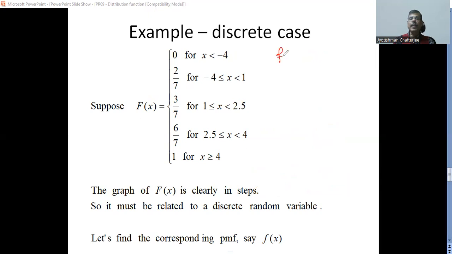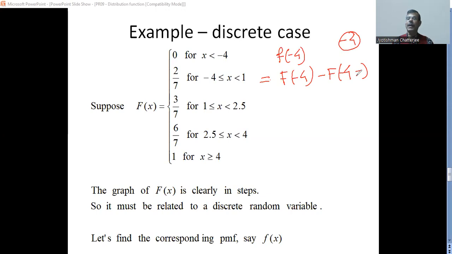So f of -4 is the same as f of -4. I'm applying property 5: f of -4 minus the left-hand limit at the point -4. This is a little confusing, but don't get confused. First, the -4 is the point. The left-hand minus sign means the -4 point.